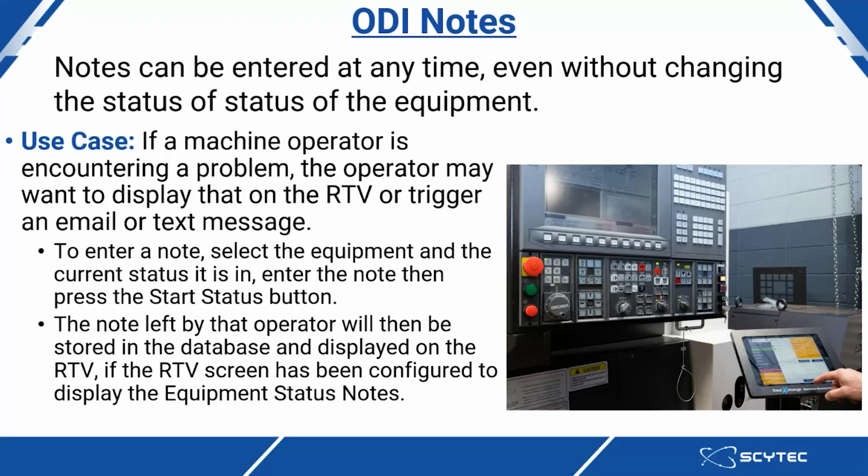Notes can be entered at any time, even without changing the status of the equipment. A good use case for this is if a machine operator is encountering a problem, the operator may want to display that on the RTV or trigger an email or text message. To enter a note, select the equipment and the current status it is in, and then enter the note. Then press the Start Status button. The note left by the operator will then be stored in the database and displayed on the RTV if the RTV screen has been configured to display the equipment status notes.